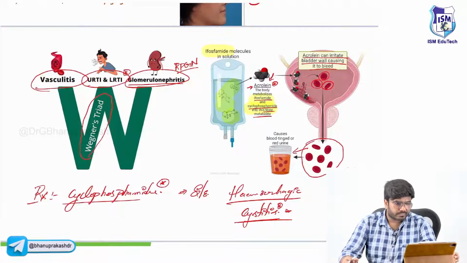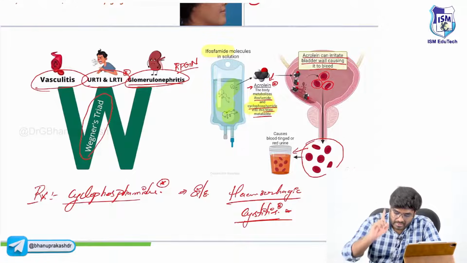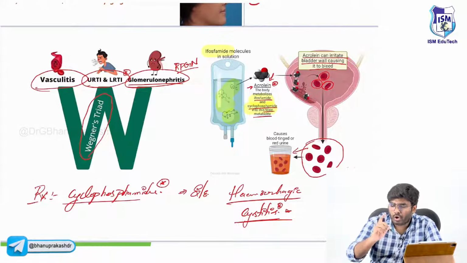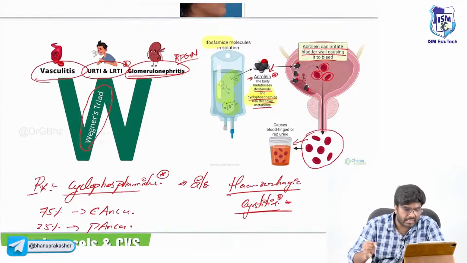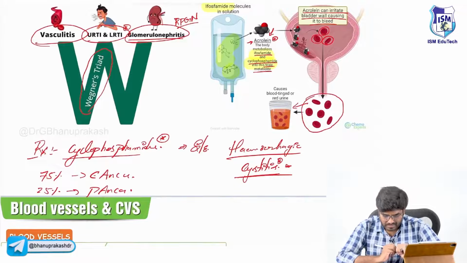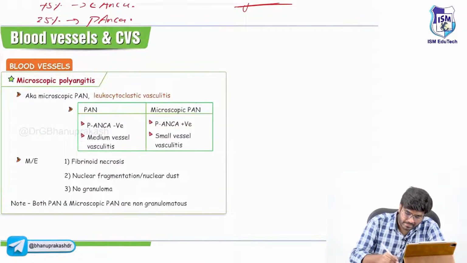Done. So Wegener's granulomatosis is also completed. Important point we forgot: 75% of the cases are associated with C-ANCA, and 25% of the cases are associated with P-ANCA. C-ANCA and P-ANCA. Done. Now after this, let's discuss microscopic polyangiitis. Microscopic polyangiitis.